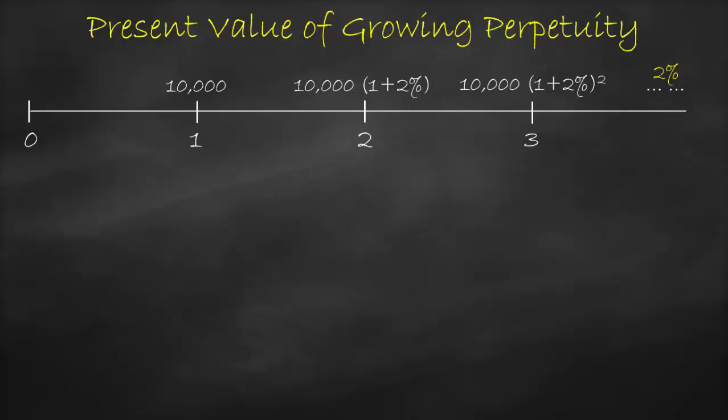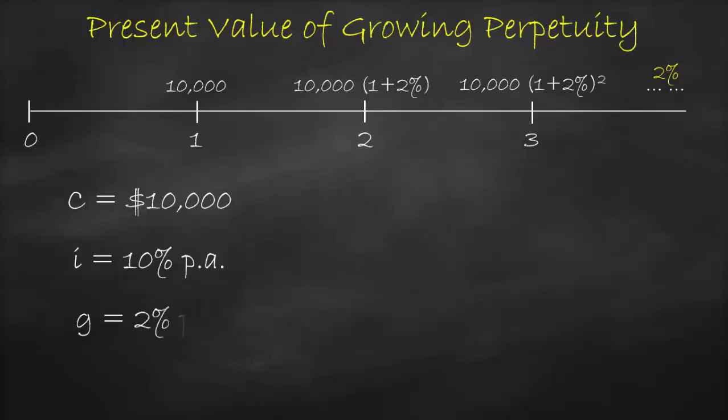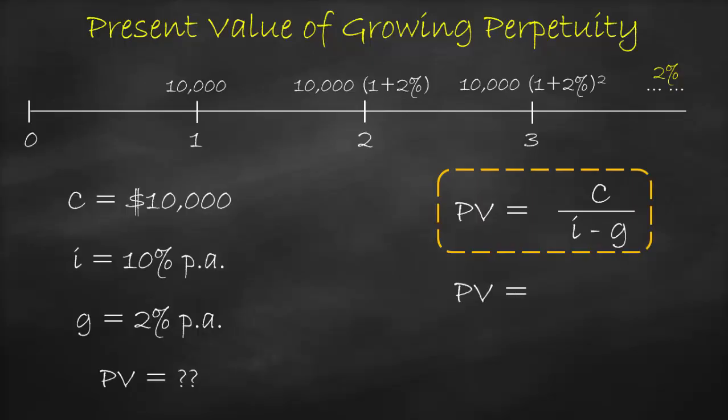So what are the variables we have here? We have the cash flow at year 1, which is 10,000. We have our interest rate, which is 10% per annum. We have our growth rate, which is 2% per annum. So what will be our present value formula of growing perpetuity? The present value equals cash flow divided by I minus G. So the difference between ordinary perpetuity and growing perpetuity: ordinary perpetuity we divide by I, growing perpetuity we divide by I minus growth rate. Therefore, let's substitute here. Our present value is equal to 10,000 divided by 10% minus 2%.